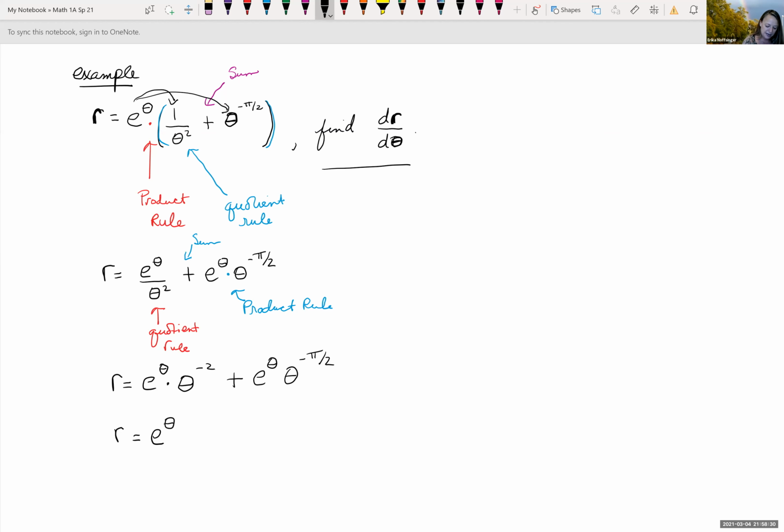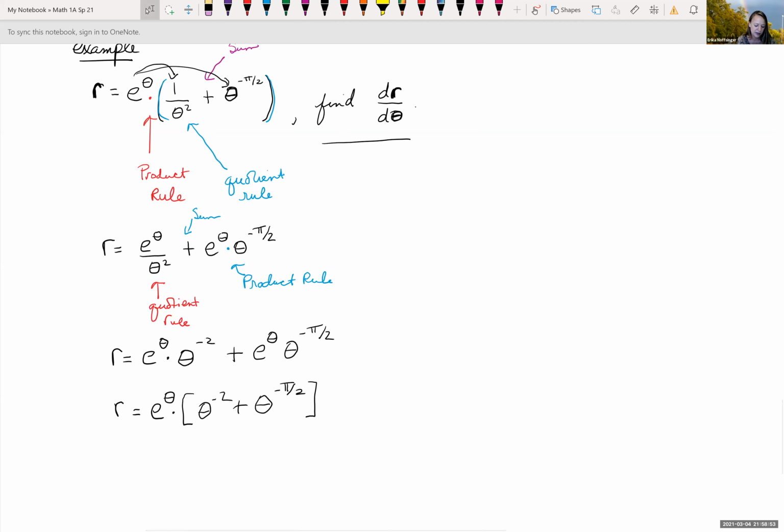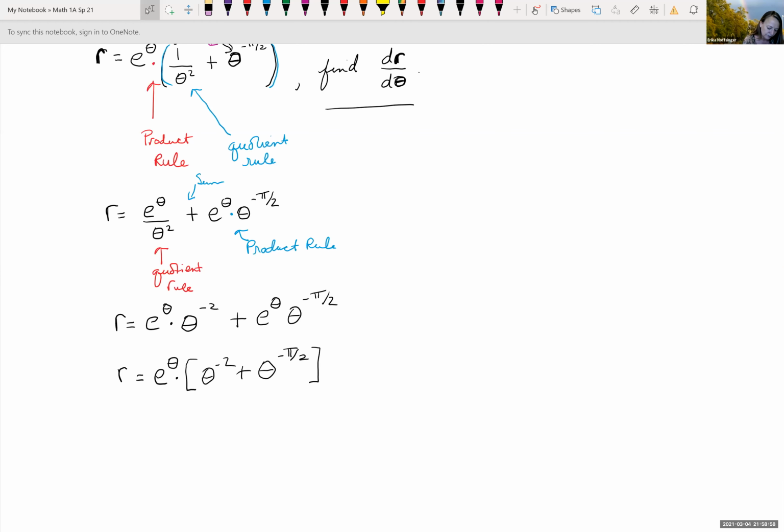Let's factor out that e^theta again. So we have theta to the negative 2 power plus theta to the negative pi halves power. So now I just have to use the product rule once, and inside with the second function, I don't have to use that quotient rule. So I manipulated it so we don't have to deal with that quotient rule. So let's rewrite it, without really taking the derivative yet, using the rules of derivative.